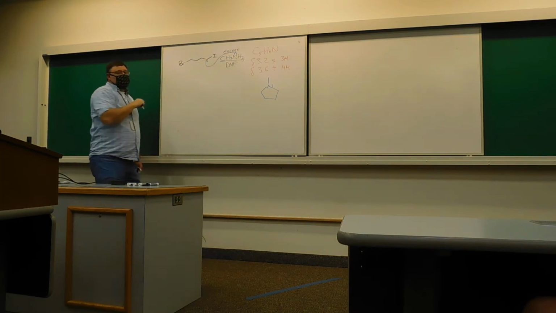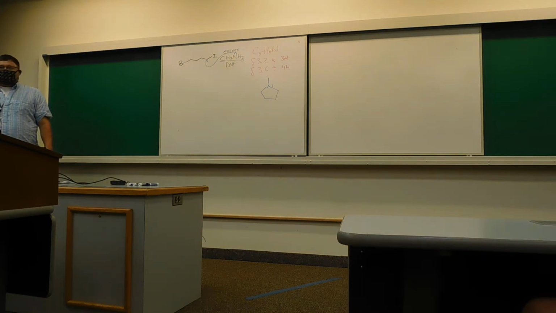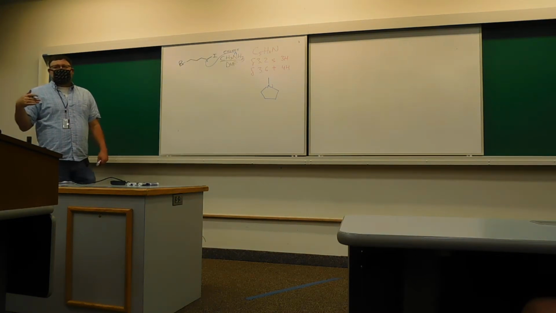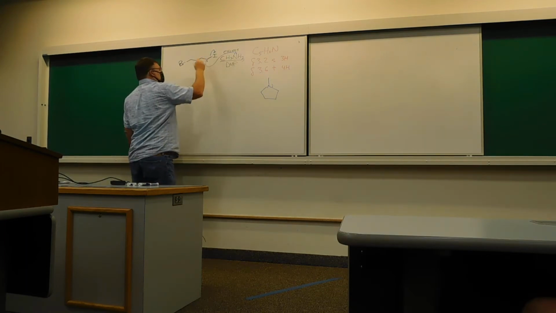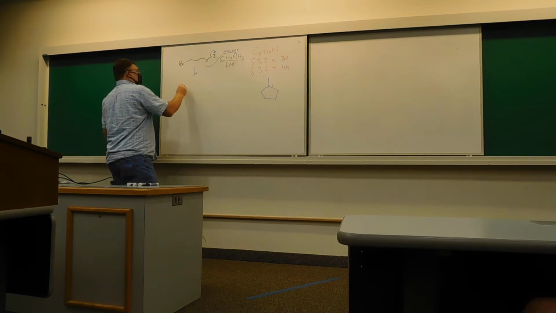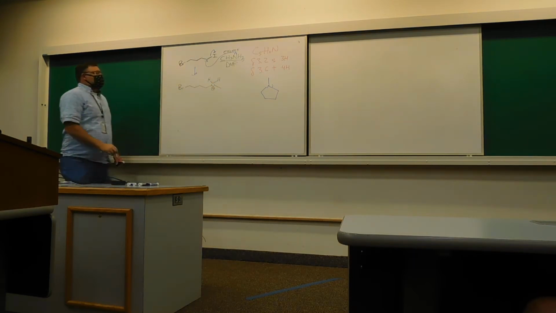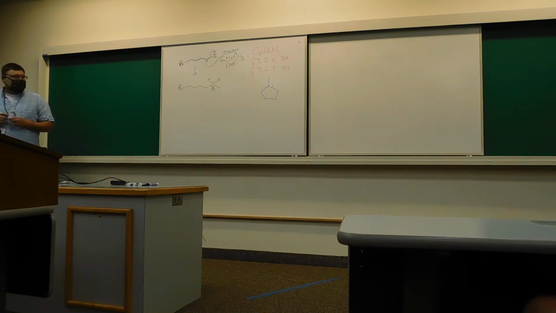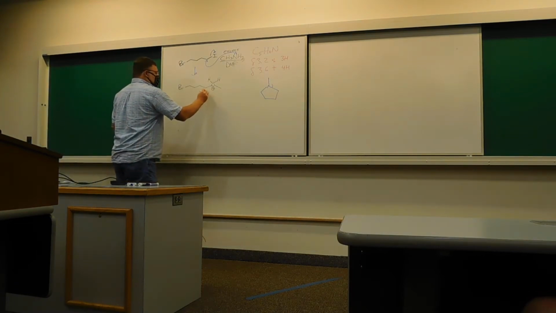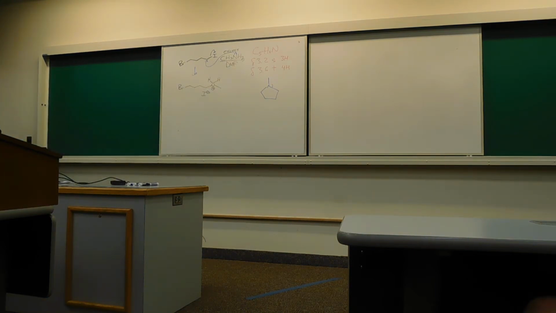So you've got a primary halide, that can do an SN2 nicely. You've got a good nucleophile, that can do an SN2. You've got a polar aprotic solvent, that can support SN2. So the first step would be that. And so this gives you initially a salt. So you've got a cation, you've got an anion.